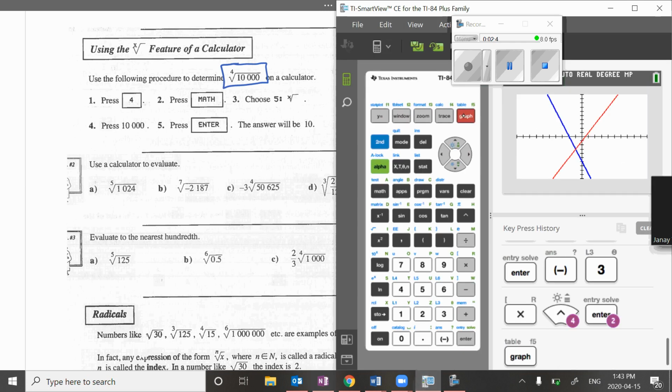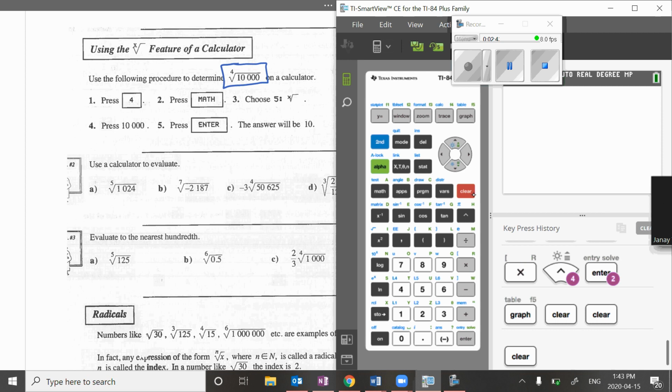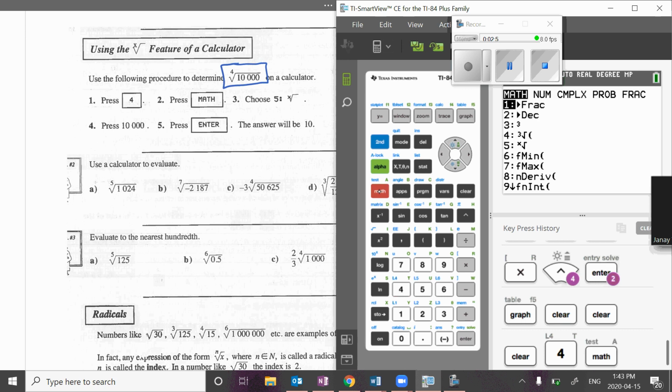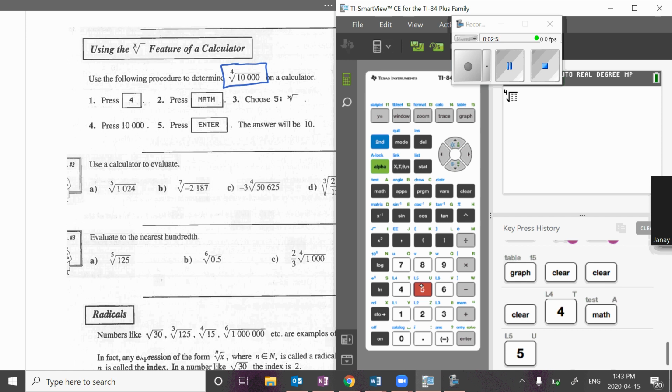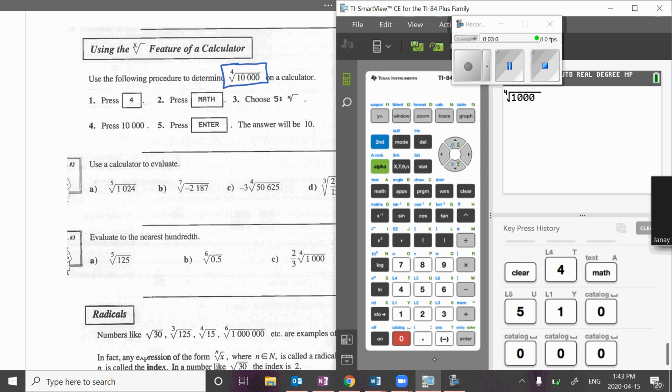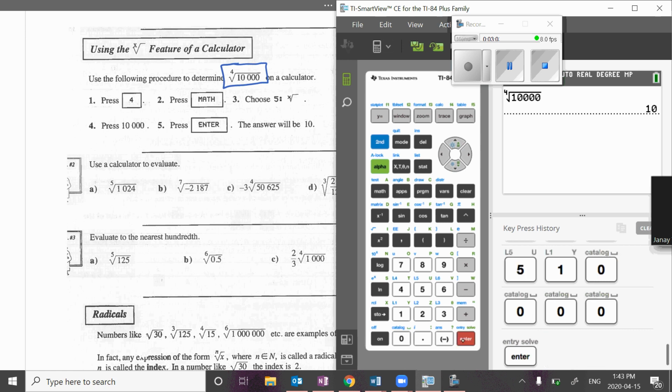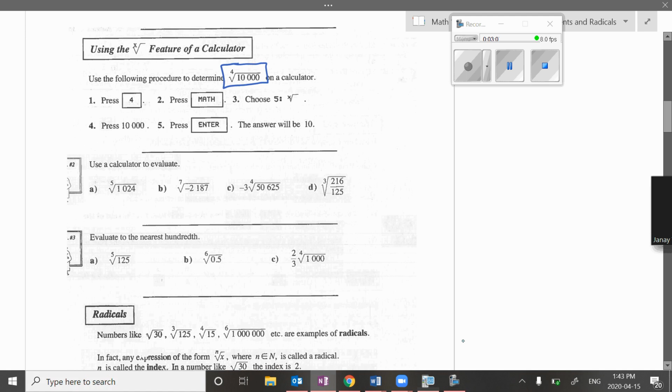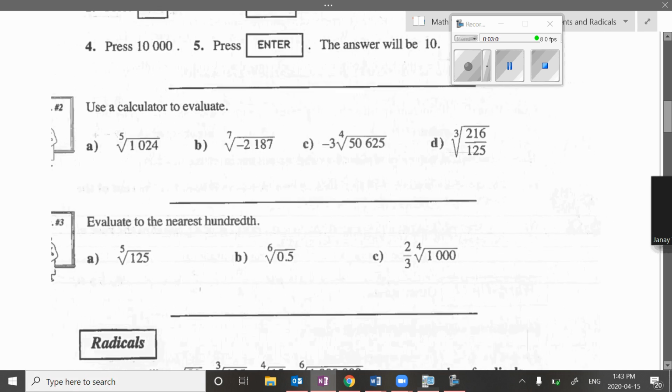So the first thing we're going to do, let's clear everything. You type in what your index is going to be, or what that little number is going to be. So in this case, it's a 4. Then you press math, and you're going to go down to the 5th one where there's that x root. And then you type in what the radicand, or the number you're taking the root of, is. So in this case, it's 10,000. Enter, and we get 10. Lovely. I want you to try this on your own for class example 2.